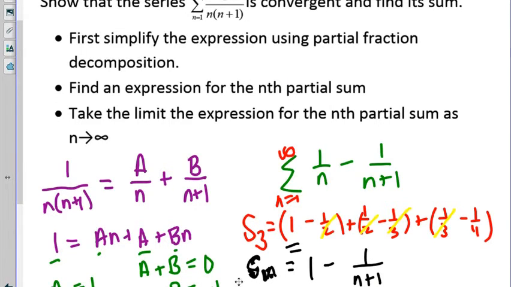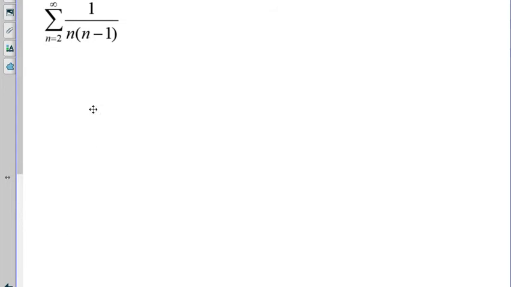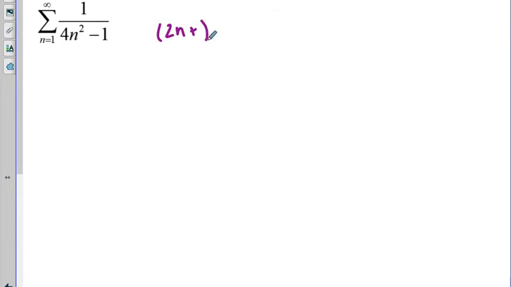Okay, I hope all of this made sense. Please feel free to pause the video as necessary. Pay close attention as you're doing your homework to where the value starts. So for instance, this one starts at 2. Okay, be careful of your factoring. So for instance, this one factors into 2n plus 1 and 2n minus 1. So be careful of that.